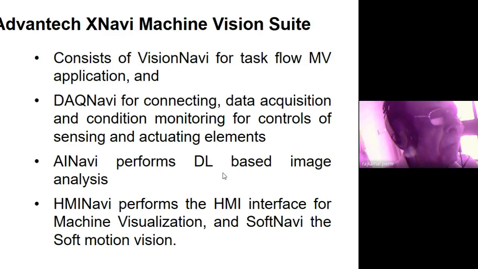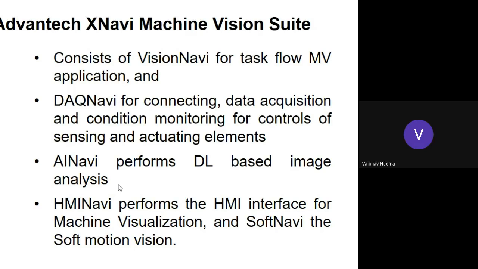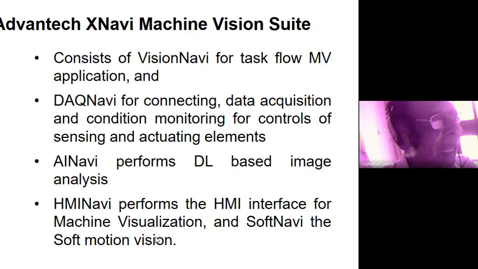AI Navi will perform deep learning based image analysis. For example, deep learning based analysis, I have shown you with the convolutional neural network. It has an HMI interface. Then it has soft motion vision, that is to visualize the motion of the machine objects from one assembly stage to another assembly stage.